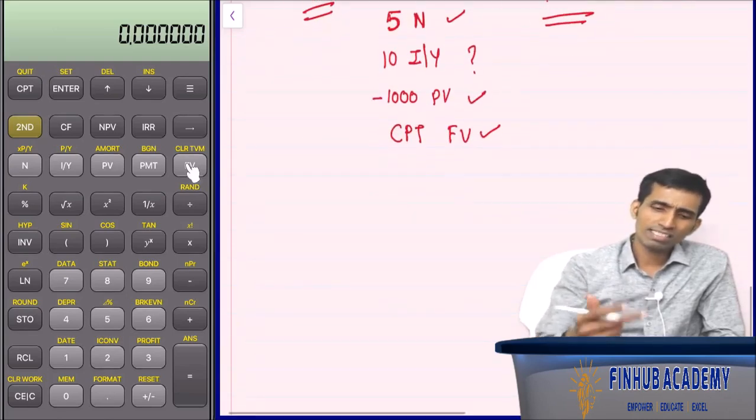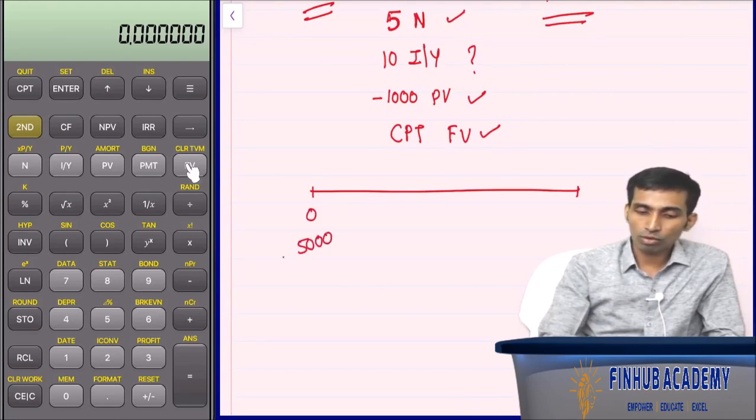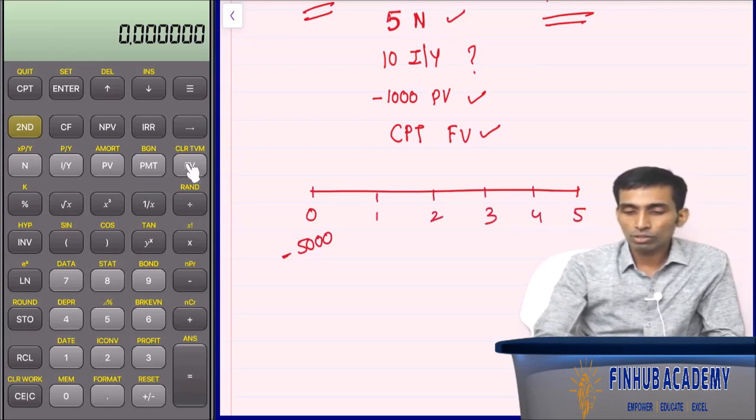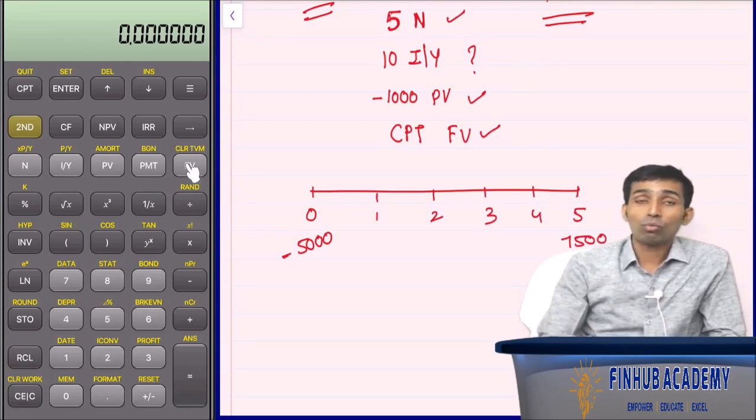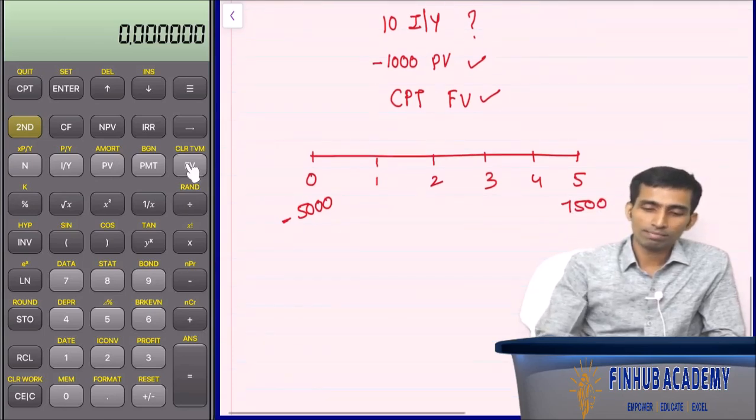Fine. Let's change the sums. Let's say you deposit 5000 today. Obviously it's the outflow, so it should be minus, and you're going to get 7500 after 5 years. So what is your return, what are you earning? How will you do this? Remember, again my n is 5.